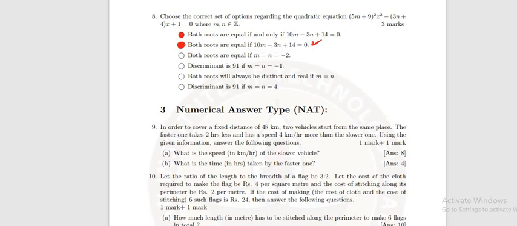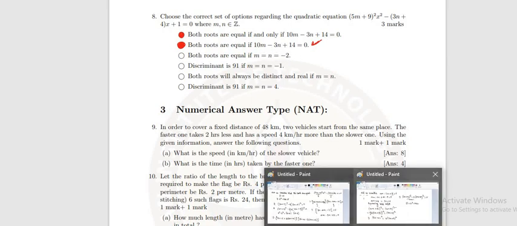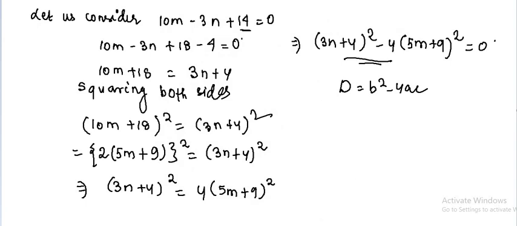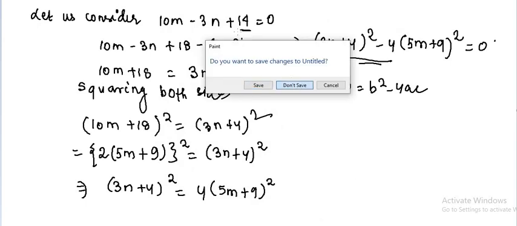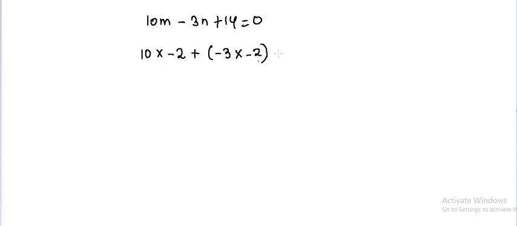So let's substitute the value of m and n in this equation and get the result whether this is true or not. So we already have 10m minus 3n plus 14 will be 0, which will conclude that your roots are real. So let's put the value minus 2 here and simplify whether the LHS and RHS are coming equal or not.